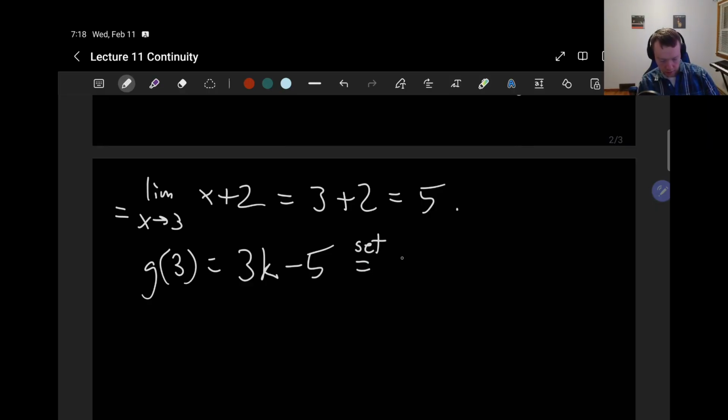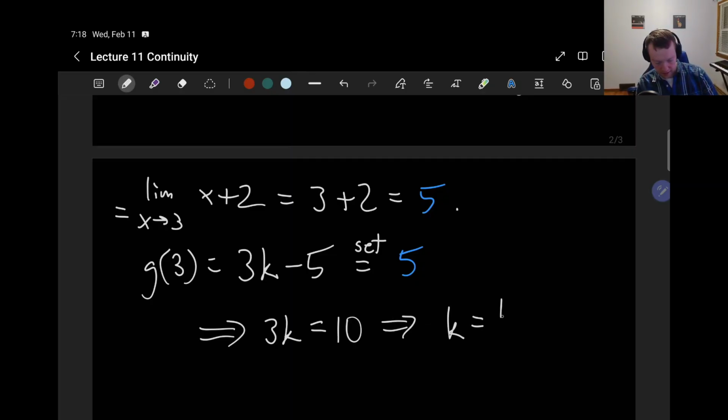So we set this equal to 5. That comes from this 5 up here. The limit. And then we solve for k. That's the point. Is we want to find a k which makes this function continuous. That means that the function value is the same as the limit. So we add 5 to both sides. And k is 10 thirds.